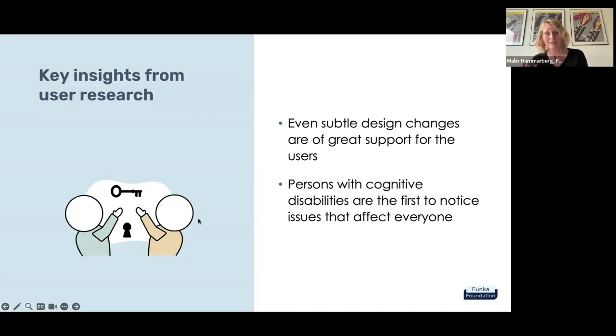Secondly, it's important to recognize that people with cognitive disabilities are often the first to notice usability issues that affect everyone. So their feedback can highlight design flaws that might not be immediately apparent, but impact users' ability to focus, navigate, and understand content. So in many cases, addressing these issues early benefits a broader user base.